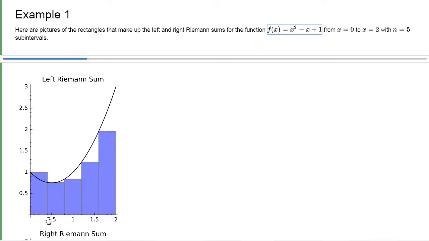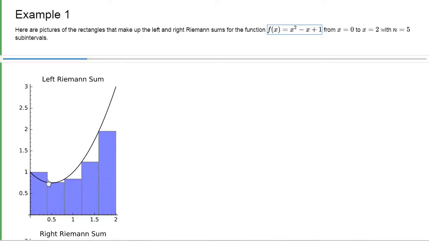And then from the next one, from 0.4 to 0.8, that interval, I choose the left endpoint, 0.4. I plug it into the function, and I get the height for my rectangle. For the next interval, 0.8 is the left side. I plug that into the function, and I make a rectangle there. 1.2 is the next left endpoint. Plug that into the function, make a rectangle. And finally, 1.6, plug that into the function, and make a rectangle.